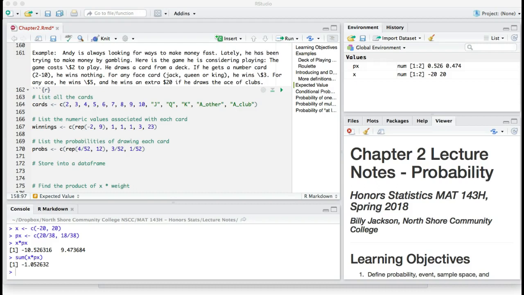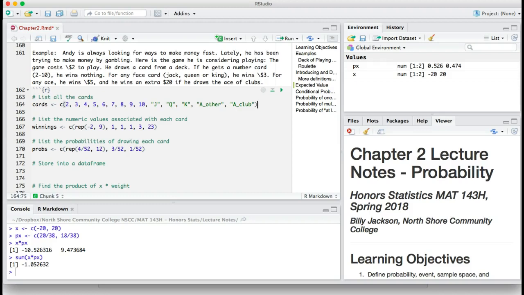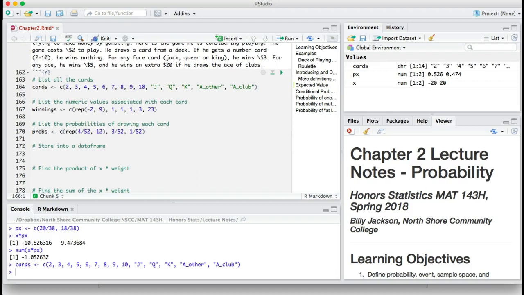So in this case, first, let's list out all the possible different cards that he could win with. Here I've created a vector for you. The cards are 2, 3, 4, 5, 6, 7, 8, 9, 10, Jack, Queen, King, and the ace we need to split up because he wins $5 for an ace, but an extra 20 if it's the ace of clubs. So I split that into two categories, and we can store that into our environment. Now let's list the winnings, the numeric values associated with each card. I'm going to store those into a vector called winnings.